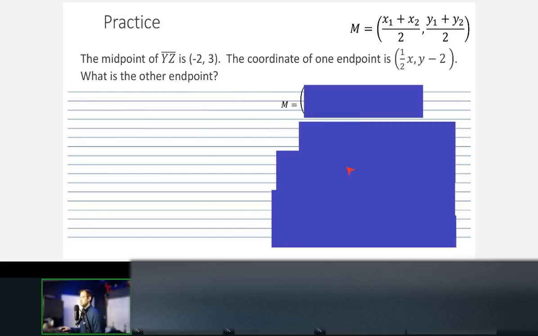All right, my last example. Oh, this one's going to be fun. So we got 9 minutes left. All right, the midpoint of segment YZ is -2, 3. The coordinate of one endpoint is 1/2 x, y minus 2. What is the other endpoint? Ooh, this is a good one.